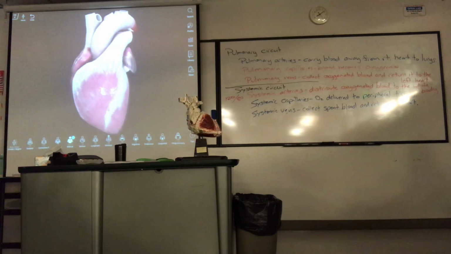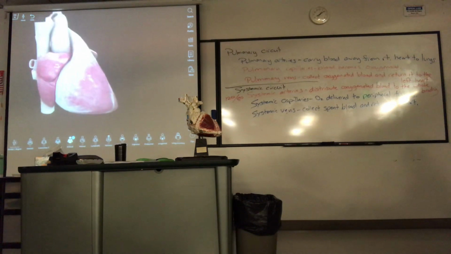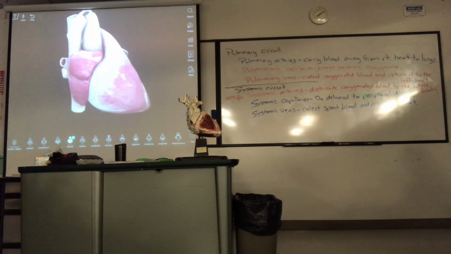So, when you study this, where do you begin? Let's start with the chamber of the heart that receives all the deoxygenated blood from the whole body. That is the right atrium. I'm going to highlight it. I'm going to tilt it to the side. This is the right view.